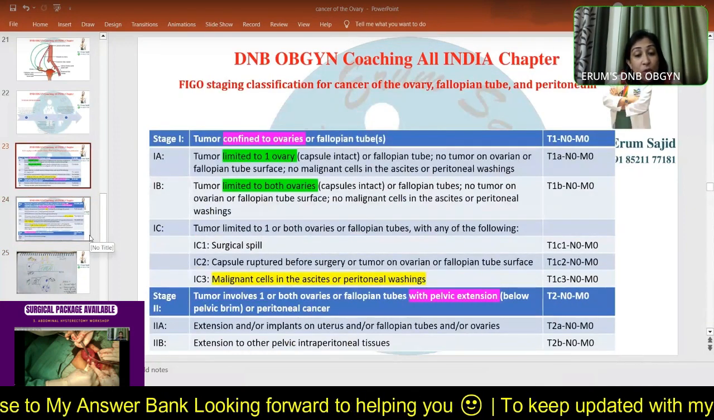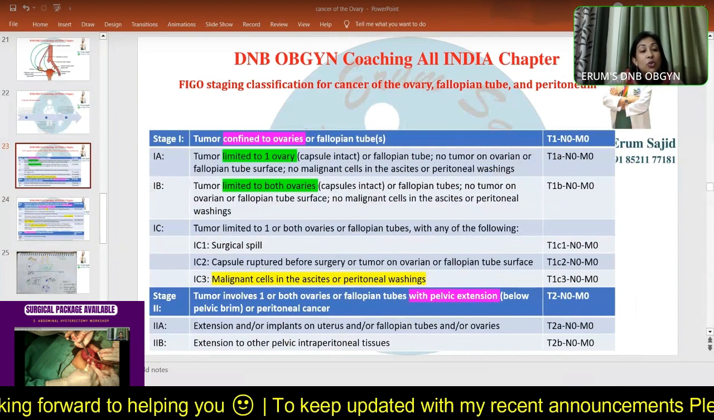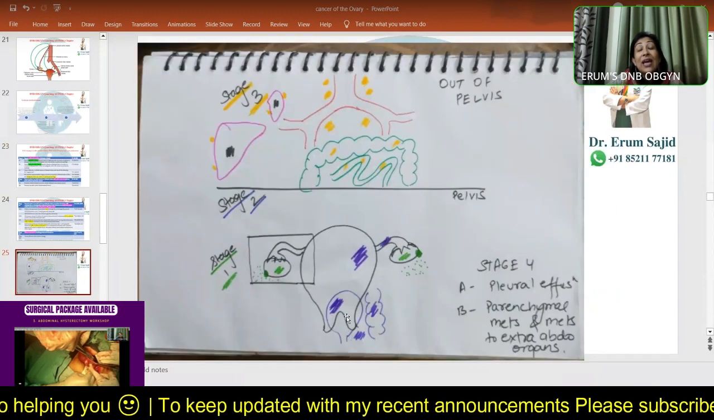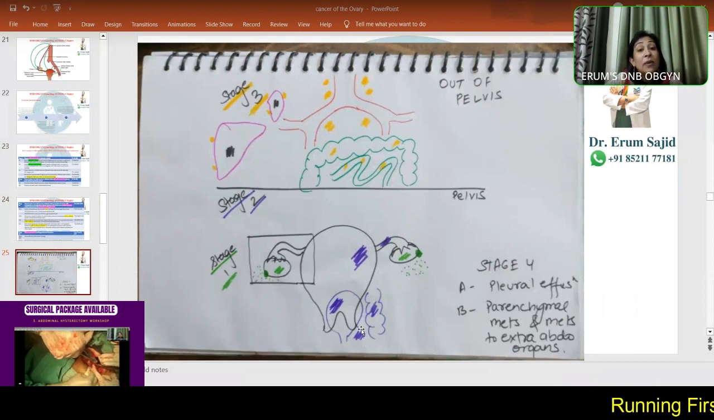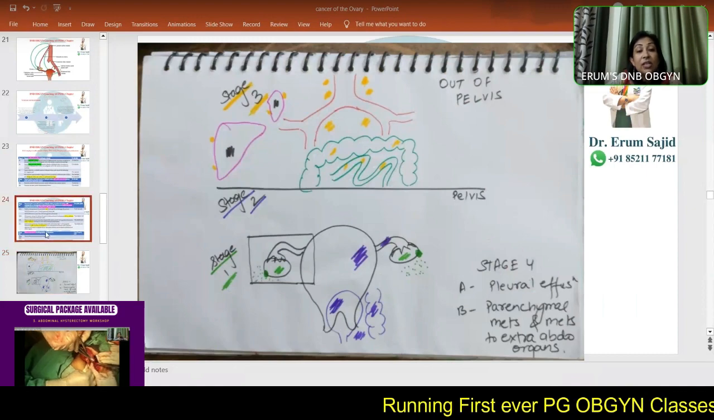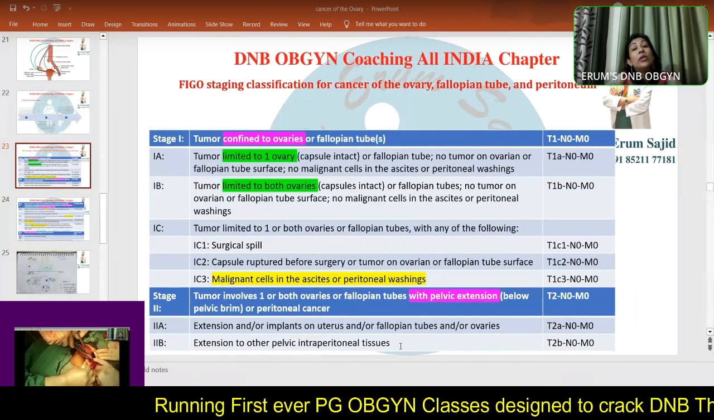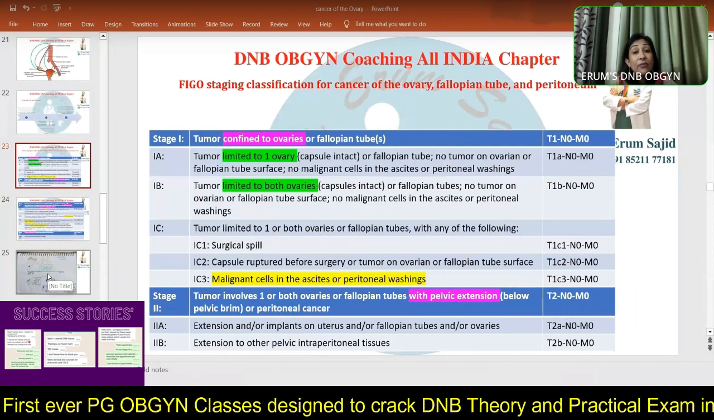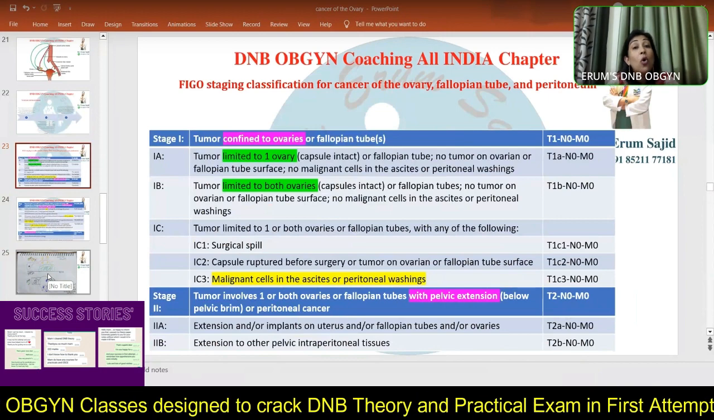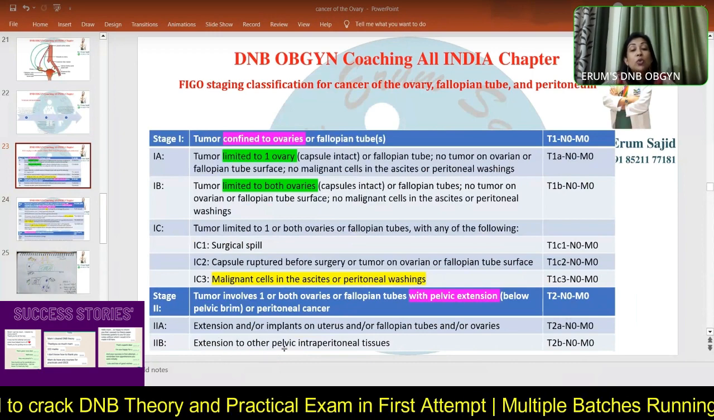Stage 2B, extension to other pelvic intraperitoneal tissues. That means what? Bladder, the surface of bladder, the surface of rectum, maybe the POD deposits. They all are stage 2B. That means if it has gone to the side walls, if it is involving even the pelvic lymph nodes, they are all stage 2B.